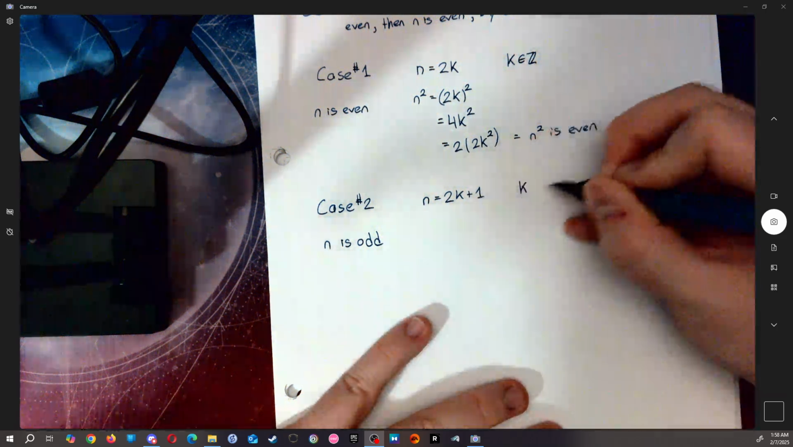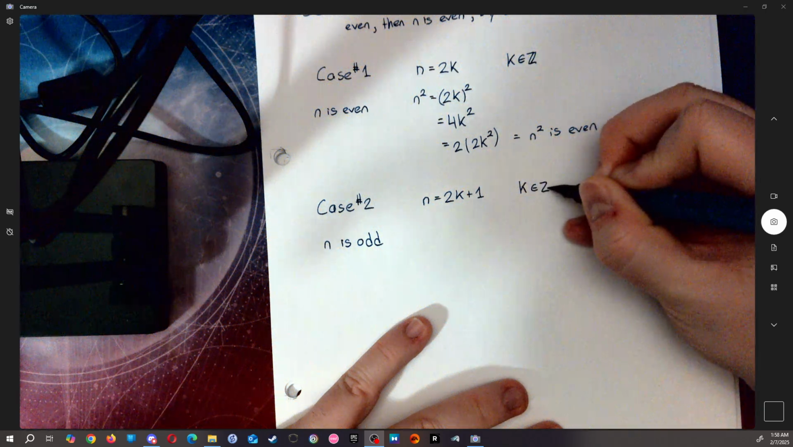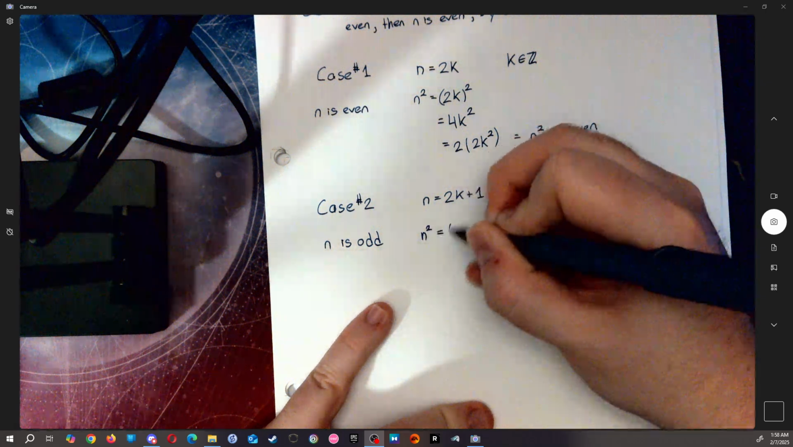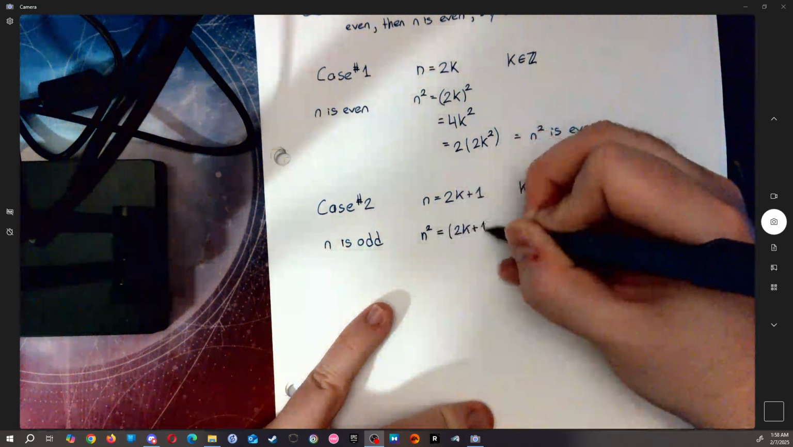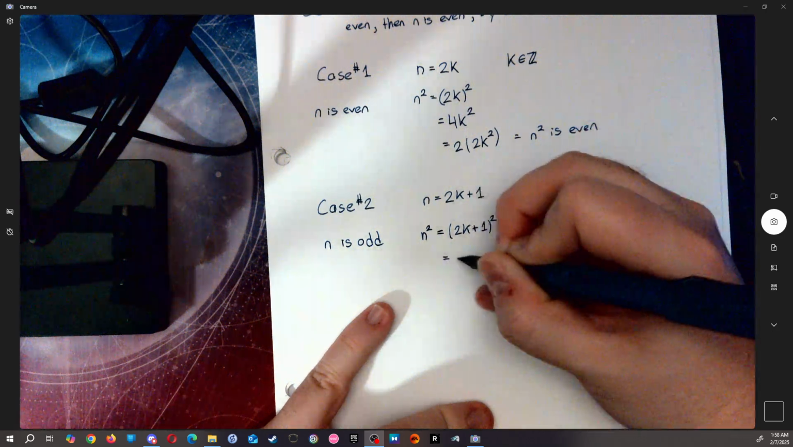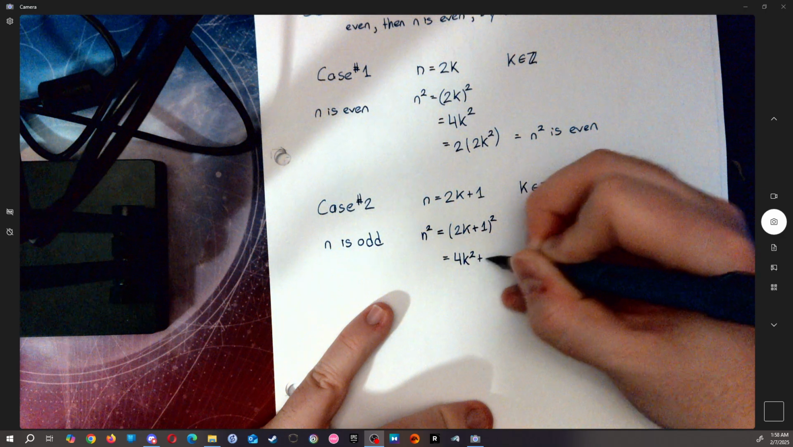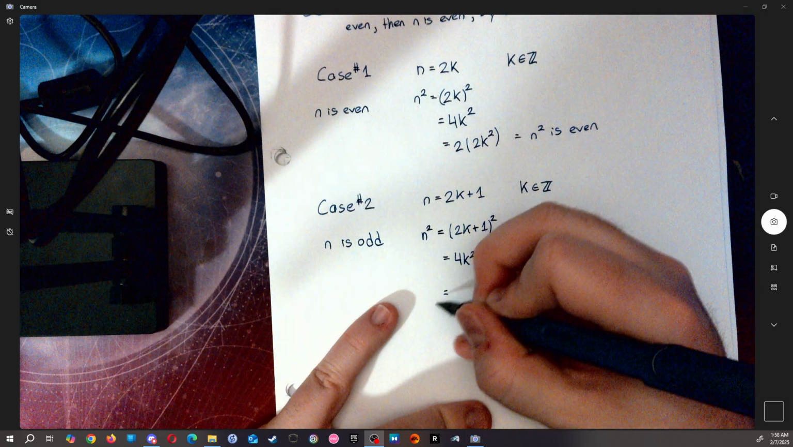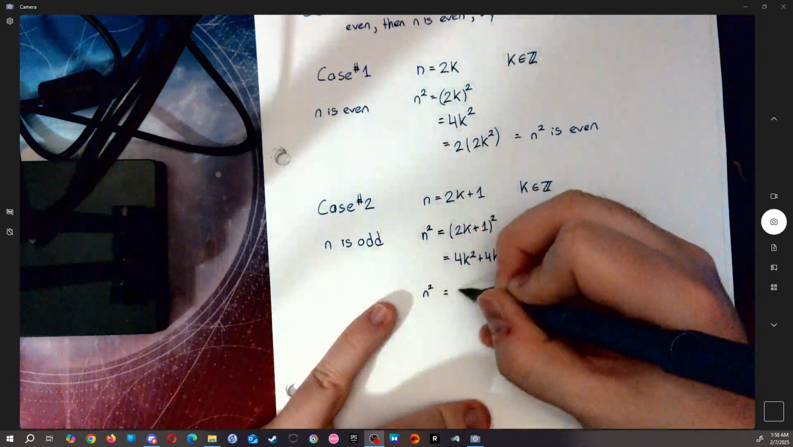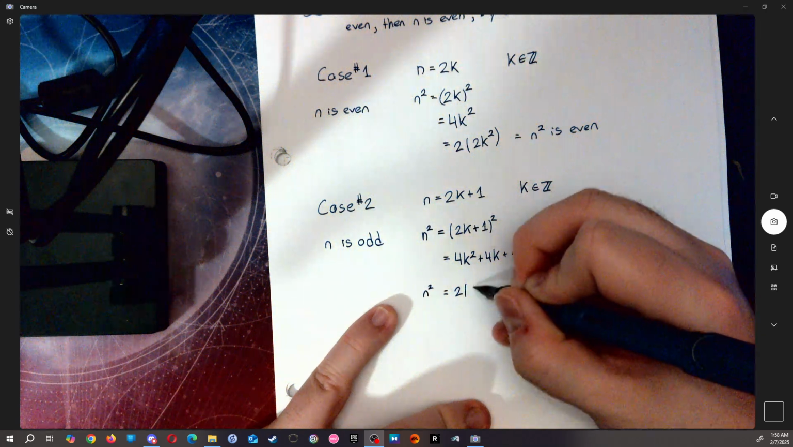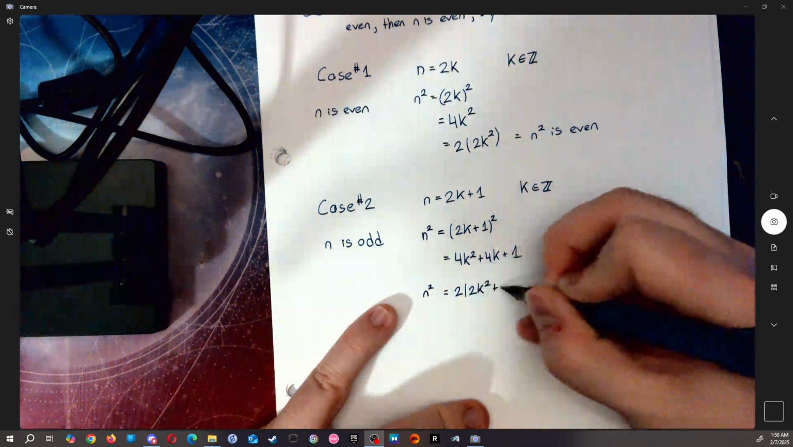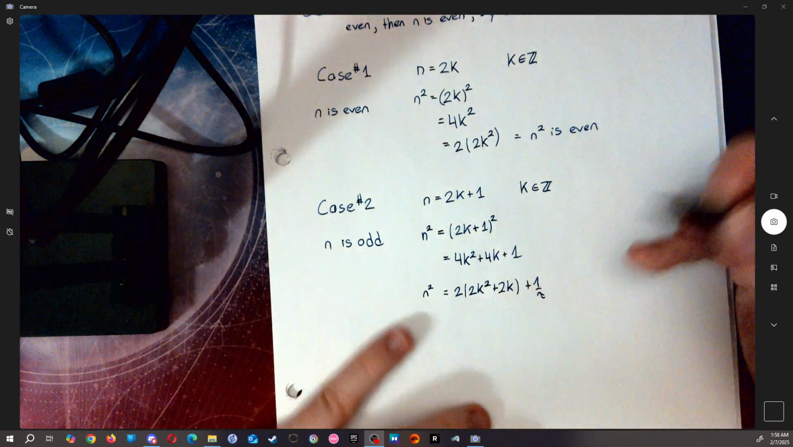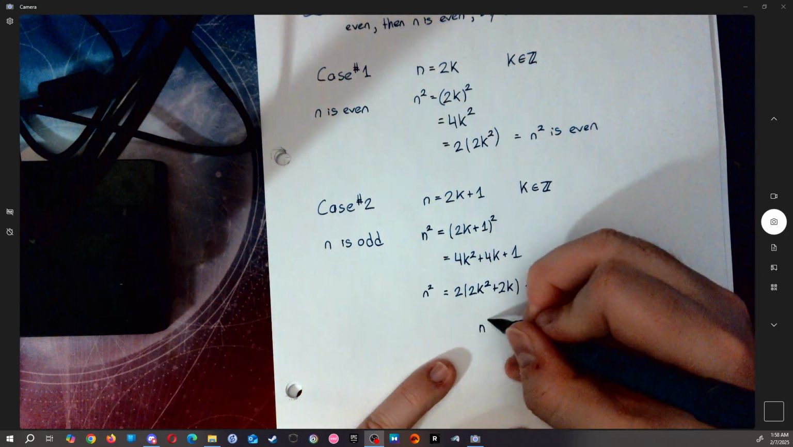So I've got 2k plus 1 to define my odd number, and I just do the exact same thing, right? I'm expanding the right side because I need to square both sides, and this will give me 4k squared plus 4k plus 1 when I expand it out. And this proves that n squared in this case would be odd, right? Because I can factor out the 2, but I can't do it for every single term. I can only do it for my first two terms, so then this would tell me that n squared is odd.